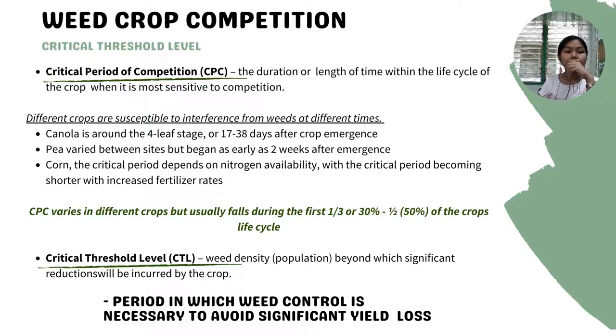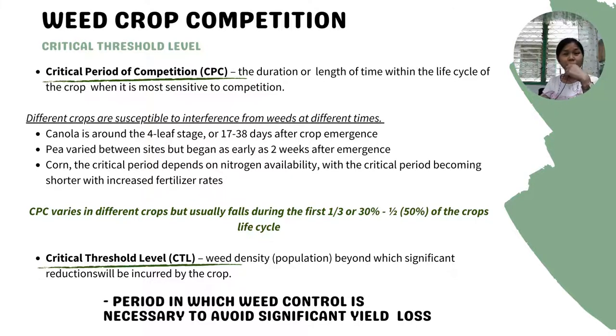Then we also have this term, the critical threshold level. It's actually the weed density or population beyond which significant yield losses are incurred by our crop of interest. Another way to put it is the point above which weed population or density will cause significant yield losses.